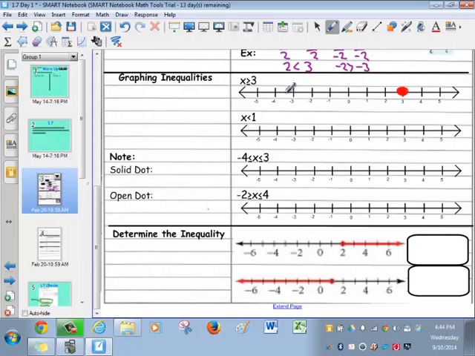Okay? And now the question is, which way do you graph? Do you graph going this way, or do you graph going this way? That's the question. Well, here's one way. Once you get used to it, you'll probably just know by looking at it. It is to this direction, to the right.